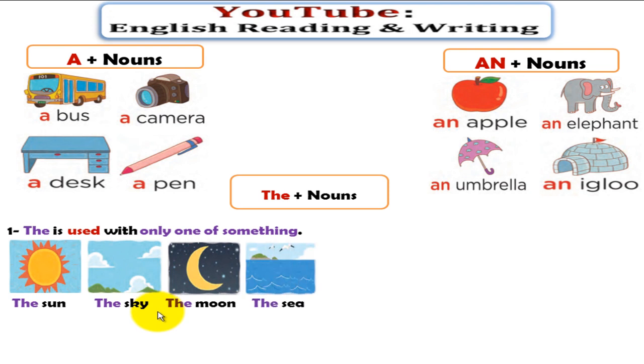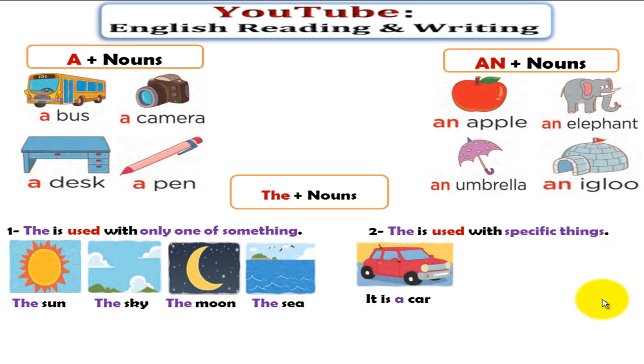The second general use of the, it's used with specific things, when we mention things for the first time and the second time. For example, it is a car. The first time we have used a car. If we want to talk again about the car, we will use the, because we know which car we are talking about. The car is red, so now we have used the.